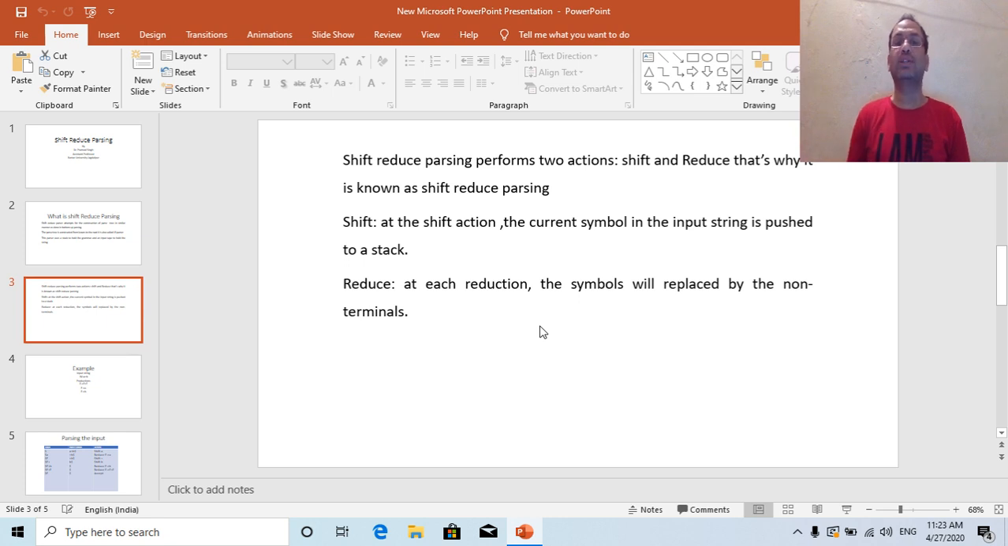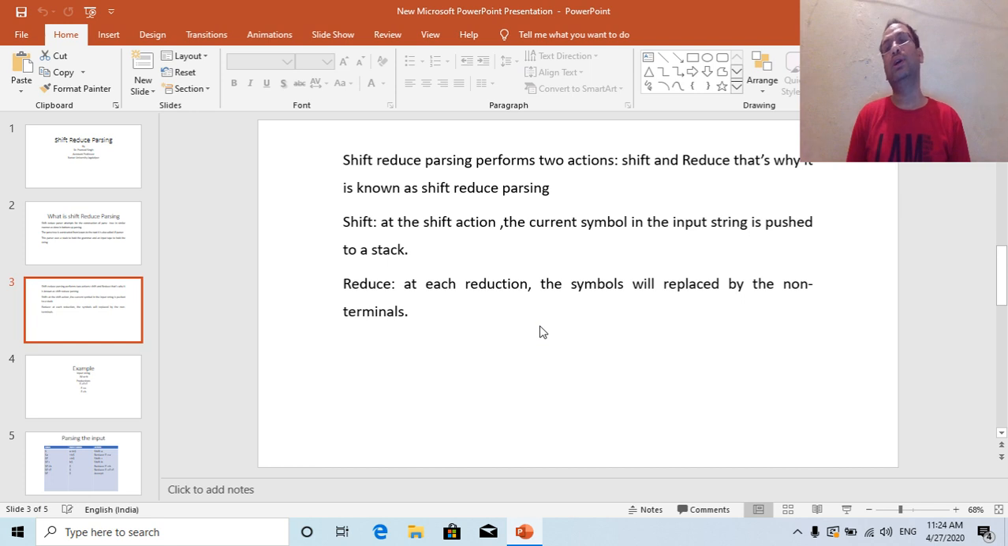Shift reduce parsing performs two actions, shift and reduce. That's why it is known as shift reduce parsing. Shift means at the shift action, the current symbol in the input string is pushed to a stack, and in reduce action, at each reduction, the symbols will be replaced by the non-terminals.